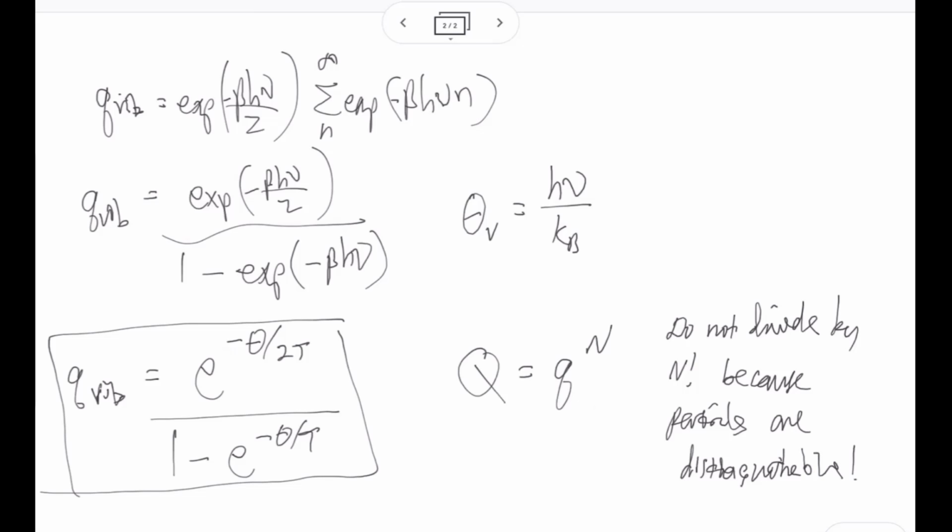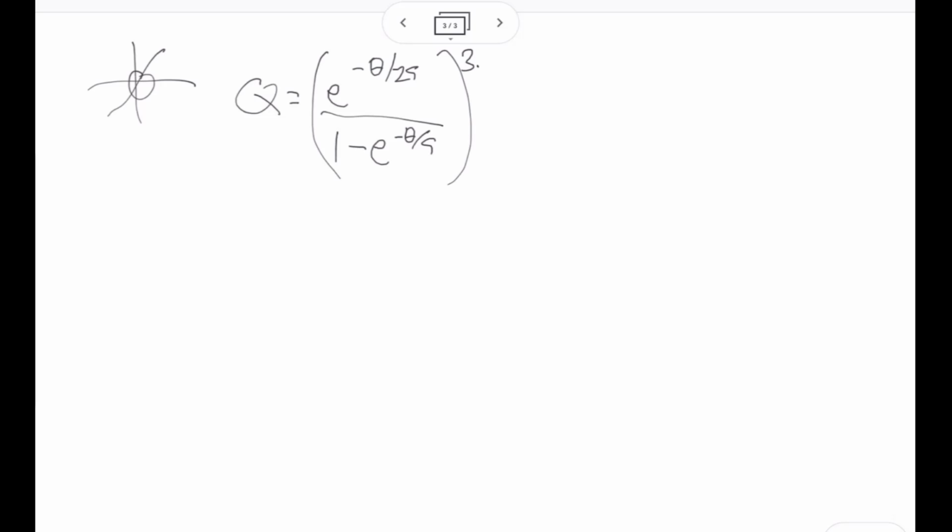All right, so let's go to this expression. In 3 dimensions, now we have atoms that can vibrate up, down, left, and right, so this way, and this way. So what we're going to do now is say the total partition function, Q, is equal to the small q, which was e to the negative theta over 2t, divided by 1 minus e to the negative theta over t. We're now going to take it to the 3n power, okay? n because we have n sites, and 3 because we have 3 spatial dimensions to vibrate on.